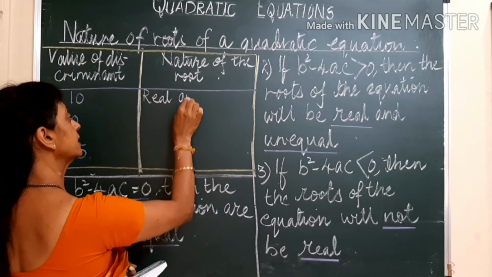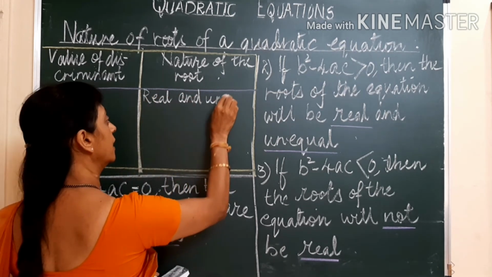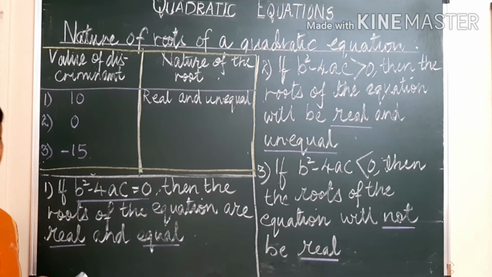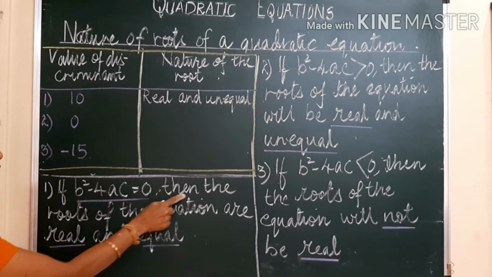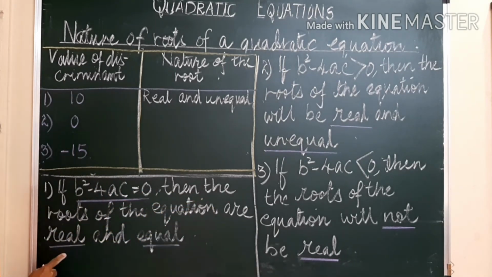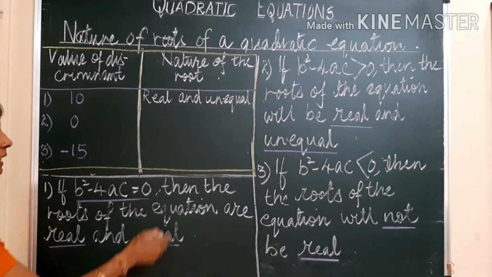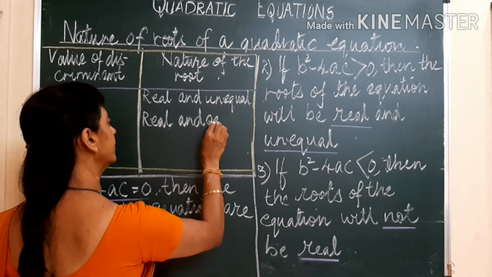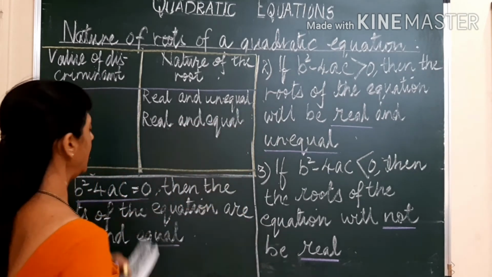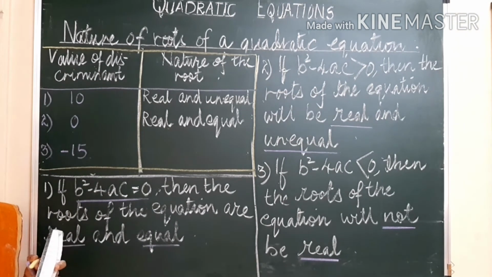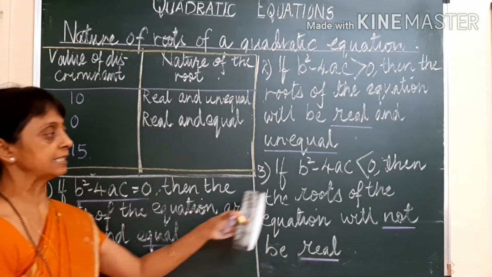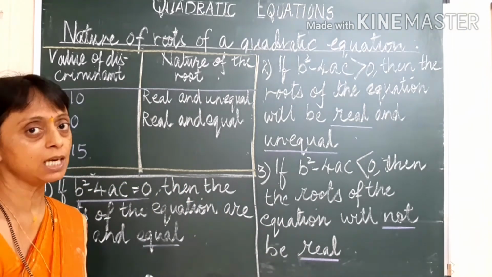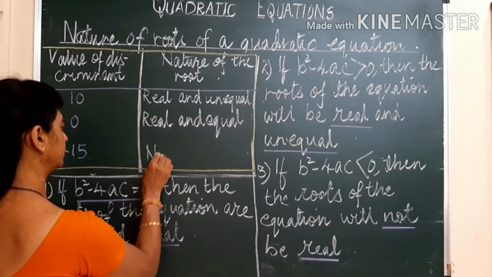Real and unequal. In the second case, value of b square minus 4ac is exactly equal to 0. So then the nature of the roots of the equation are real and equal. So here it goes as real and equal. And the last answer is a negative one. b square minus 4ac is less than 0. So what will the nature of the roots be? They will not be real at all. So not real.